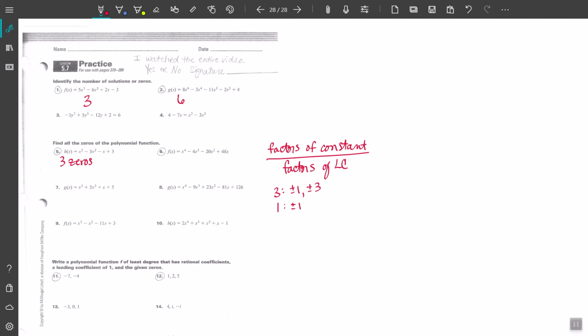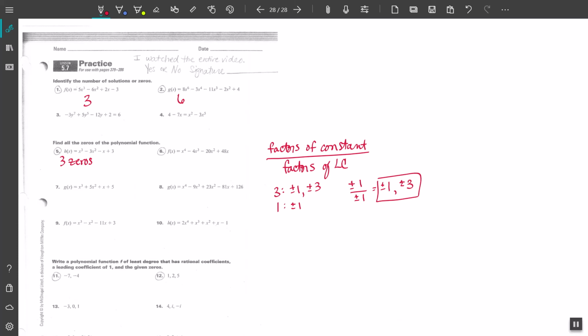If we're going to set up those ratios, it would be plus minus 1 over plus minus 1, which is just going to reduce down, of course, to plus or minus 1. And then the same thing here, plus or minus 3 over that plus or minus 1. I'm not going to take the time to show that and then reduce it. We're going to call it plus or minus 3. So here are our options. 3 of those are going to be zeros.